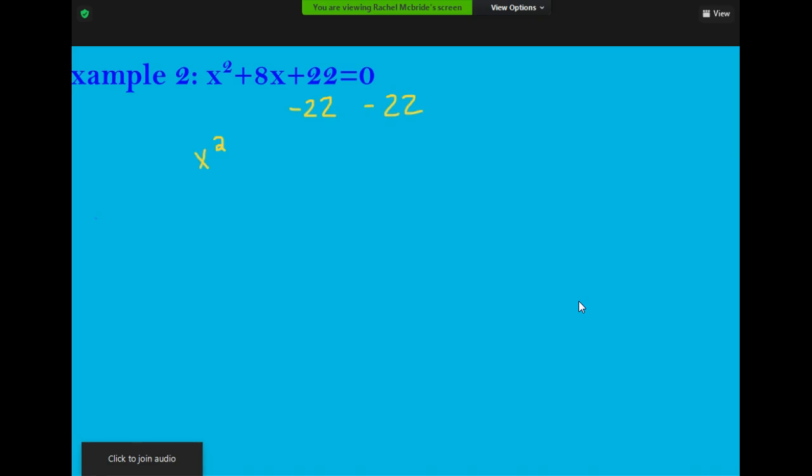You have x squared plus 8x. We're going to fill in our C. So we take that value and we solve it by taking 8 divided by 2 and squaring it. 8 divided by 2 is 4. 4 squared is 16. So that means we're adding 16 to both sides.